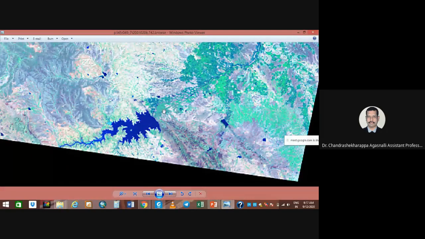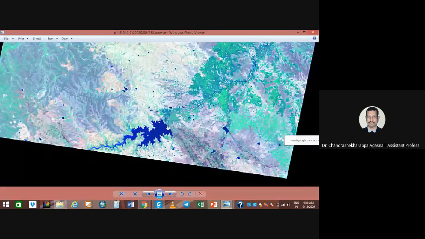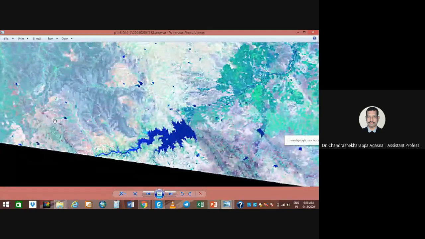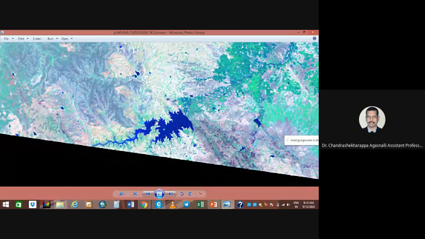When we discussed in the last class, it was the topo sheet survey, the topographical surveys, with the old data. That means in the 1970s and 1980s, it may have been updated. But this data is the latest and most recent, from 2008 and 2009. And you can see the water bodies, where they are. There are many water bodies, the blue color, and these are catchment areas.